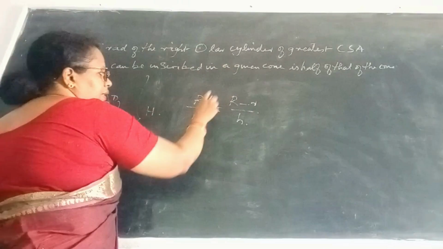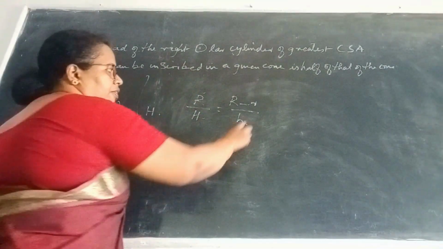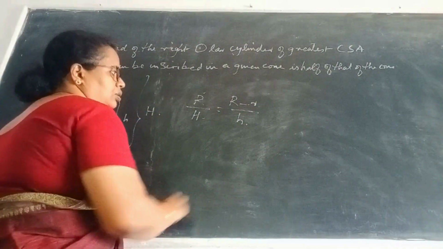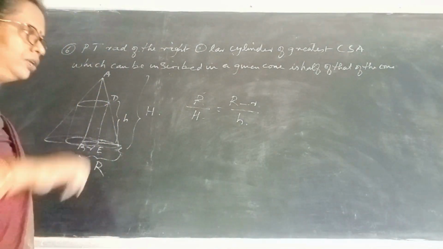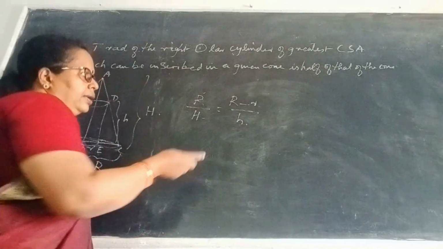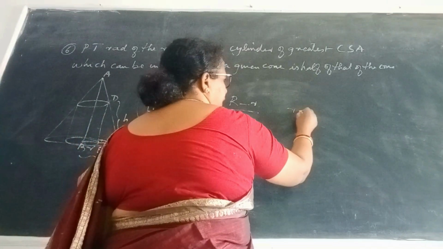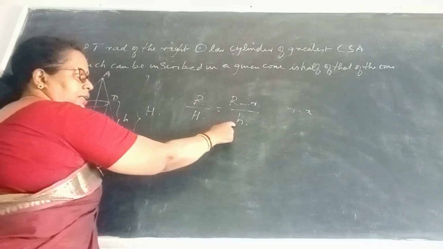The cone is given, which means big R and big H are given. The variables are only small r and small h. So we have to eliminate one variable. With two variables we cannot do the problem, because A of X or F of X is what we work with. Let us take small r equal to X, and based on that, find small h.